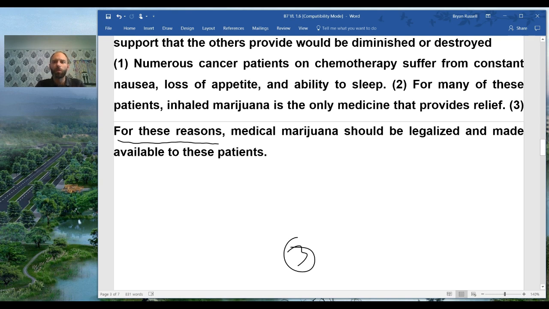Similarly, for 2, if we just had, for many of these patients, inhaled marijuana is the only medicine that provides relief, and then in the conclusion, we get these patients again, but if we just had premise 2 and the conclusion 3 without 1, we wouldn't know who these patients are. Premise 1 fills in that information. It tells us numerous cancer patients, right, on chemotherapy. So 1 and 2 work together to support 3.